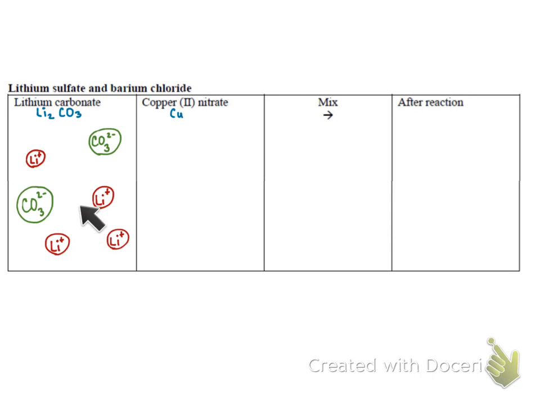Okay, so the first box has the solution of lithium carbonate, and notice in this one that because the formula is 2 lithiums for every 1 carbonate, because lithium is +1, carbonate is -2, in my solution, my ratio, I have to have 2 lithiums for every 1 carbonate. So the ratio has to be consistent in your solution.